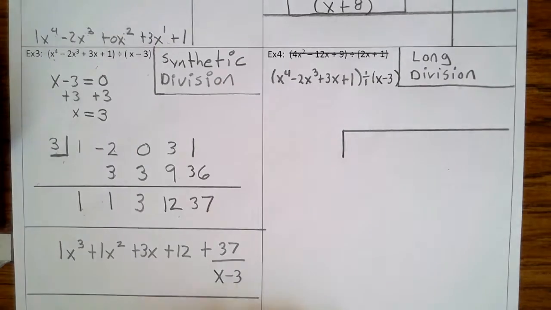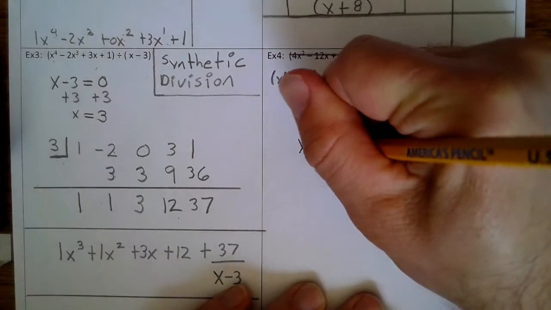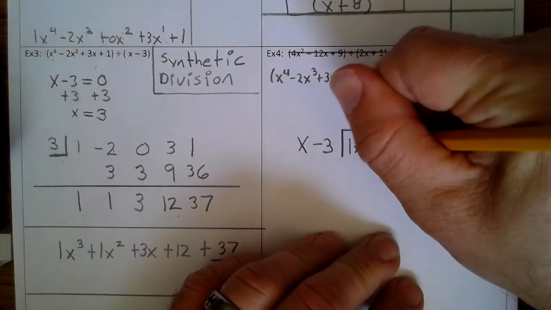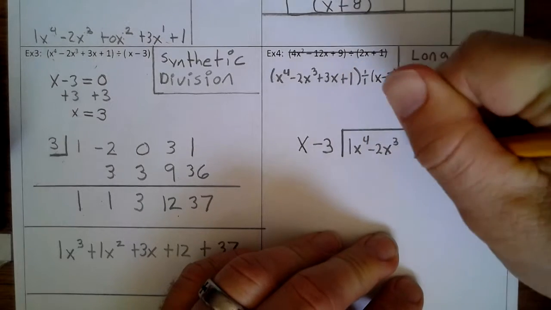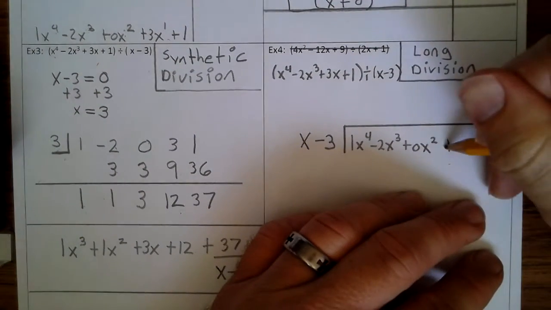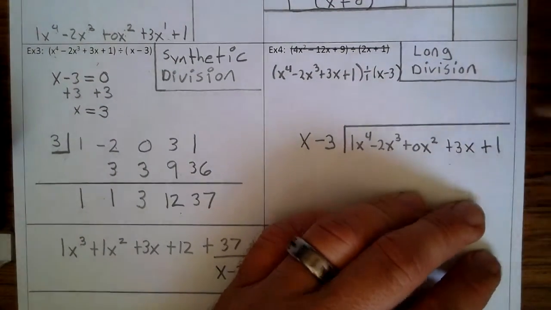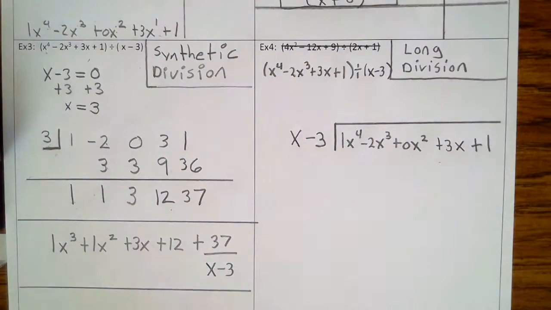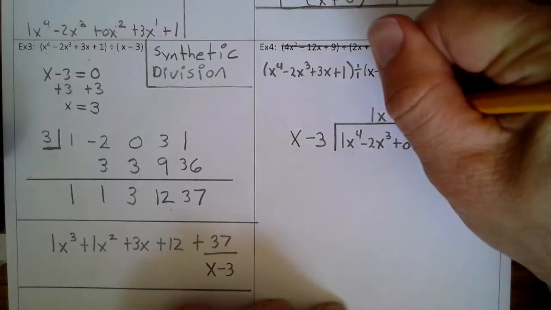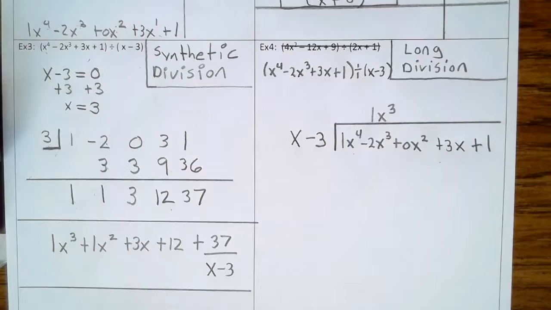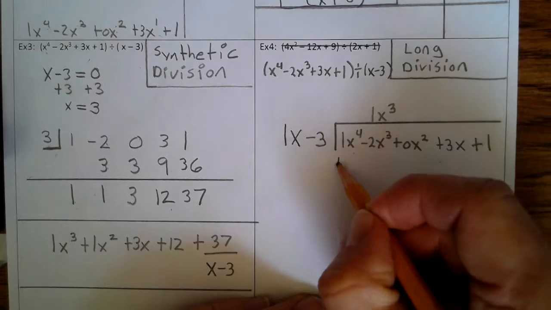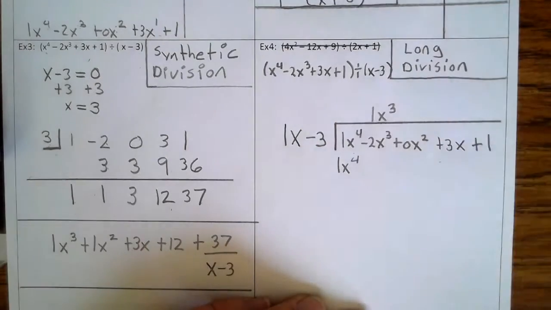So you put the x minus 3 here. 1x to the 4th minus 2x cubed plus 0x squared, just like here, plus 3x plus 1. Okay, so now we ask ourselves, what do you multiply x by to give you x to the 4th? The answer to that is 1x cubed. Okay, so 1x cubed times 1x is 1x to the 4th. 1x cubed times negative 3 is negative 3x cubed.